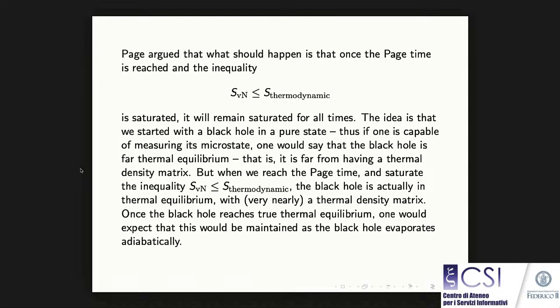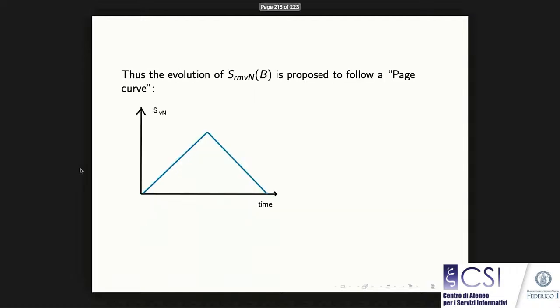Remember that black hole evaporation is incredibly slow in the case of an astrophysical black hole. So you can think of the black hole evolving adiabatically, and adiabatic evolution of a system in true thermal equilibrium would be expected to preserve thermal equilibrium. So Page proposed that the evolution, this should have been S von Neumann. There are a couple of stray characters there.